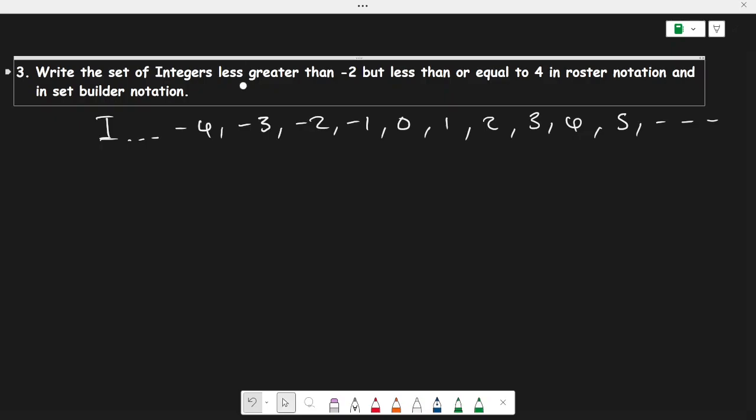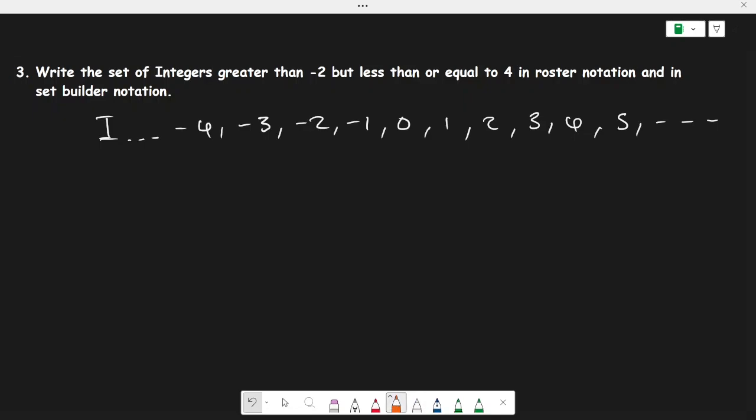But they are saying we need to write a set of integers. Okay, I made a mistake here. Let's remove that. Set of integers greater than negative 2 but less than or equal to 4. So this set of numbers should be greater than negative 2. So if we are getting values greater than negative 2, we are starting from negative 1 and should be less than or equal to 4. So we are ending at 4. Okay, this is the set that we're looking for.